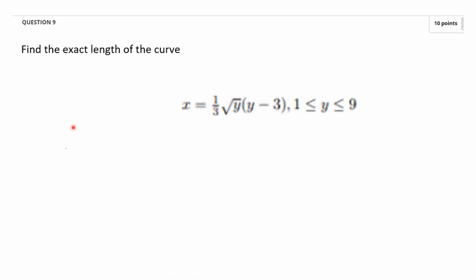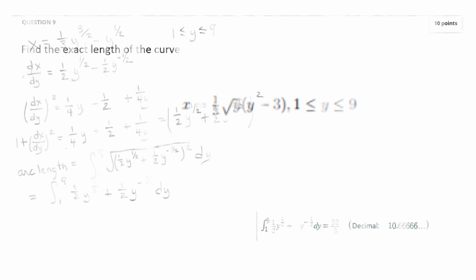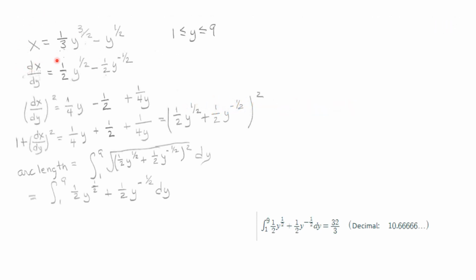Now here, you were supposed to find the exact length of this curve. x is equal to 1/3 square root of y times the quantity y minus 3, as y goes from 1 to 9, and so you had to remember the arc length formula and apply it here. Okay, so here's what x was.